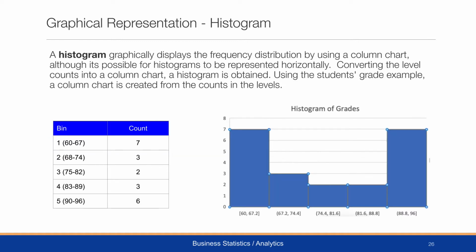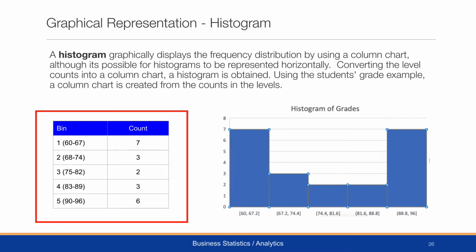A histogram will graphically display the frequency distribution by using a column chart. Although it's possible for histograms to be represented horizontally, we generally don't do that. If we convert the level counts into a column chart, a histogram is obtained. Using the student's grade example, a column chart is created from the counts of the levels.